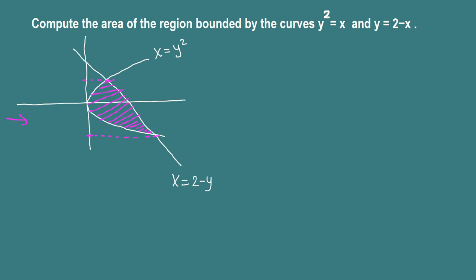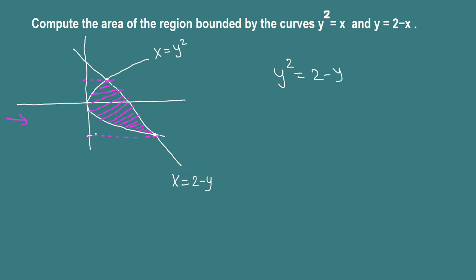And y squared equals x, which is x equals y squared. Now we are trying to do the integration in terms of the variable y. So upper curve is 2 minus y, and lower curve is y squared. So upper curve minus lower curve. Now we have to go from smaller to bigger, so we need to find these two points of intersection. For that we set these two curves equal. So y squared equals 2 minus y.